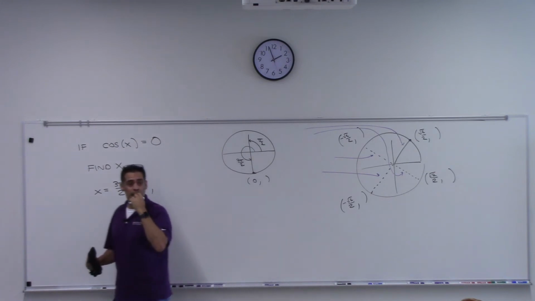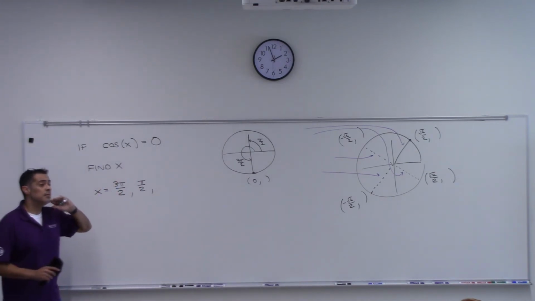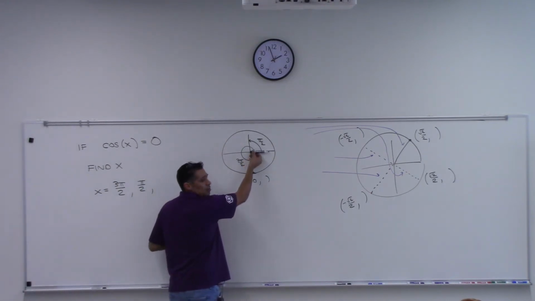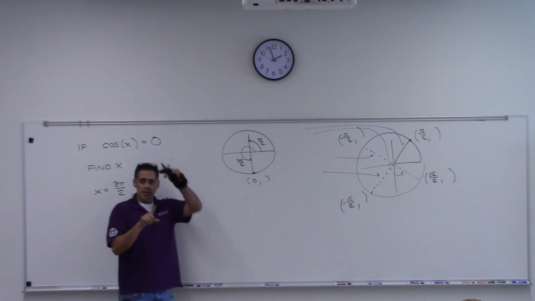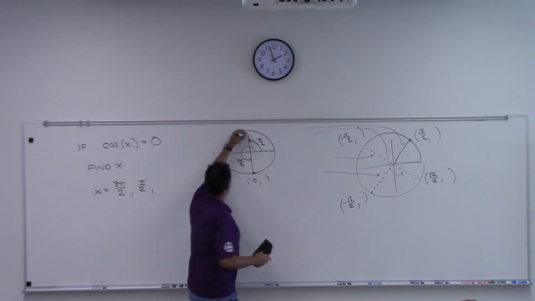Am I done? I heard someone else say something else. What? So at angle 0, what's your x-coordinate? It's 1. Okay, you understand? Yes? I agree. If I'm looking at the unit circle, the only two places where my x-coordinate is 0 are at the bottom and at the top, right?